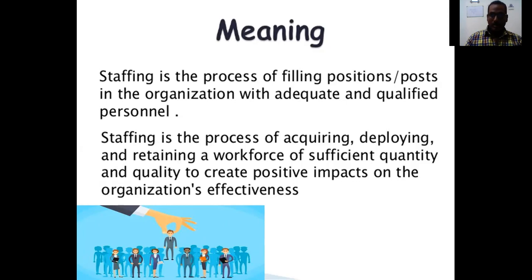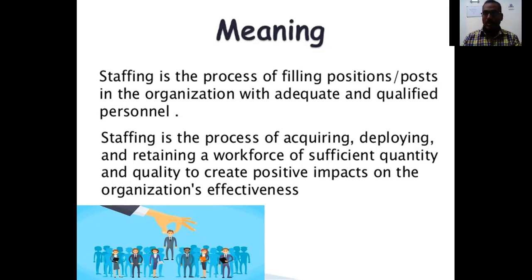So staffing is the process of acquiring, deploying and retaining a workforce of sufficient quantity and quality to create a positive impact on organizational effectiveness. As we know, the objective of an organization is to achieve its goal. So in order to achieve that, staffing has to be done. The staffing function has to be carried out by getting the right people, deploying them, and retaining them. Hiring staff is very important, but the most important is retaining the productive employees.